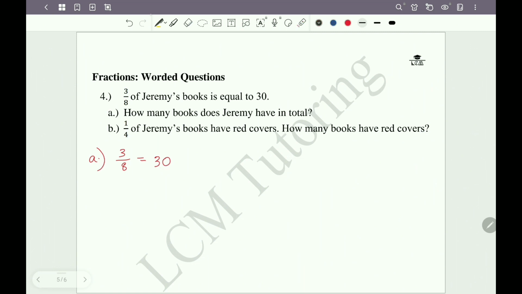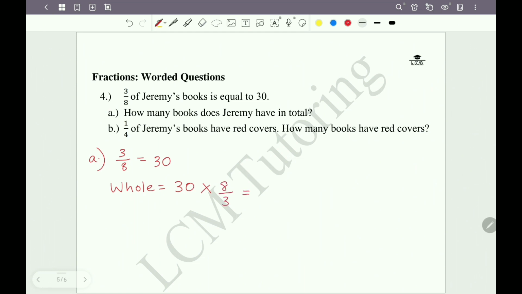So how do we go about finding the whole? Well, the whole is 30, the quantity, multiplied by the reciprocal of 3/8. Now, what is the reciprocal? Pretty simple. All you need to do is switch the numerator and denominator. So instead of multiplying by 3/8, you multiply by 8/3.